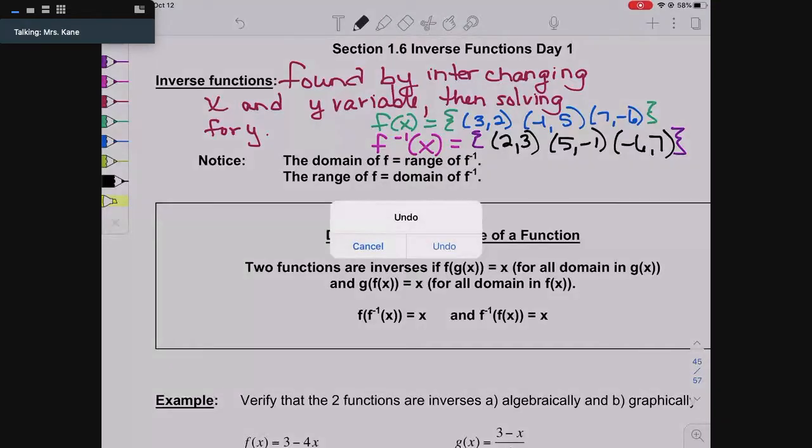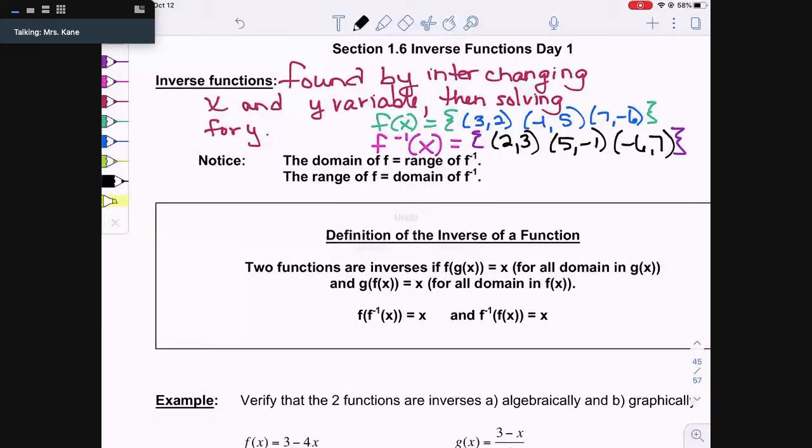So the part right here says the domain of f is equal to the range of the inverse. So if we talk about that, the domain of f, here's the domain. Domain, remember, is the x. Has become the range of the inverse. Well, now if I look, it is now the range, because what was x is now y in my inverse function. X is domain, range is y.